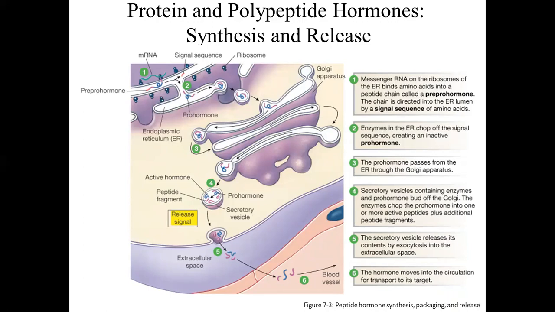Then the prohormones enter and are stored in the Golgi apparatus. So here it's stored as a prohormone. Once it is needed, the prohormone is broken into the hormone, and it is released via exocytosis, or secretion, into the extracellular space, and enters the blood vessels for doing its action in the next job.